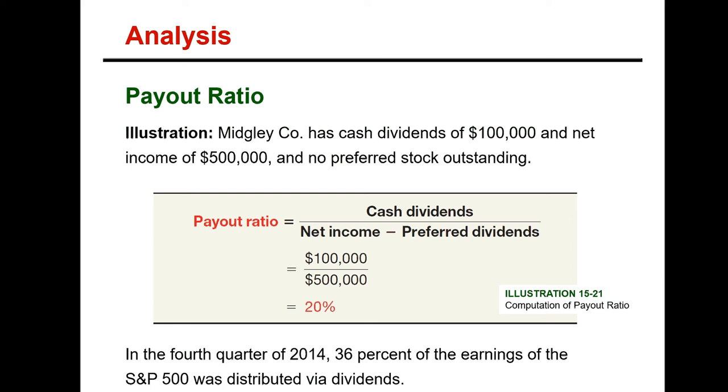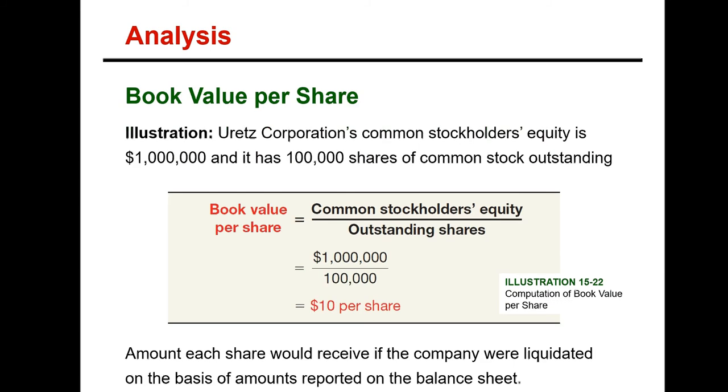And then the last is book value per share. We basically take our common stockholders' equity and divide that by the outstanding shares, and that gives us $10 per share. Now, the book value per share is the amount each share would receive if the company were to be liquidated on the basis of amounts reported on the balance sheet.